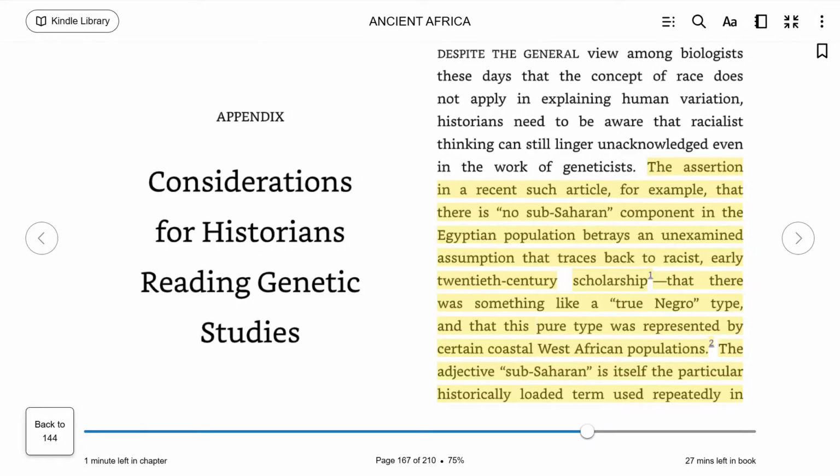Nope. So everything is transparent here, and I'll read it again. The assertion in a recent such article, for example, that there is no sub-Saharan component in the Egyptian population betrays an unexamined assumption that traces back to racist early 20th century scholarship, right? That there was something like a true Negro type, and that this type was represented by certain coastal West African populations. They do that now. Oh no, Egyptians are not black because we are West African. Like what? That is so non-scientific.